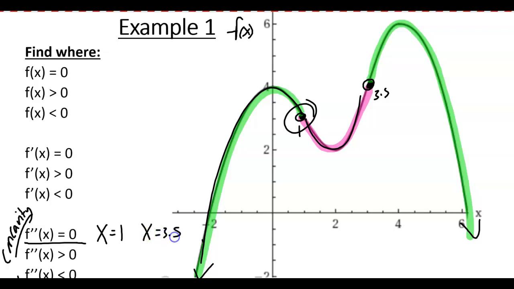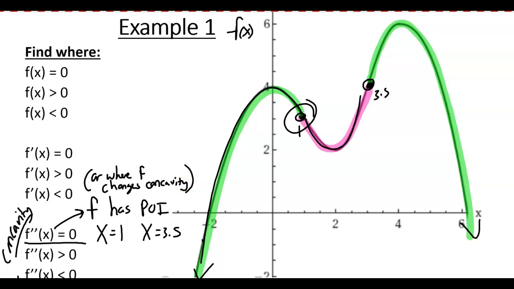Now, on the graph of f, those are called points of inflection. So when f double prime equals 0, you're looking for the points of inflection, or the place where f changes concavity.